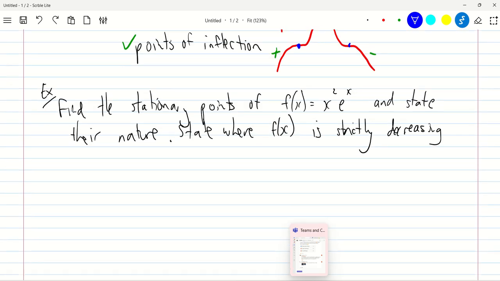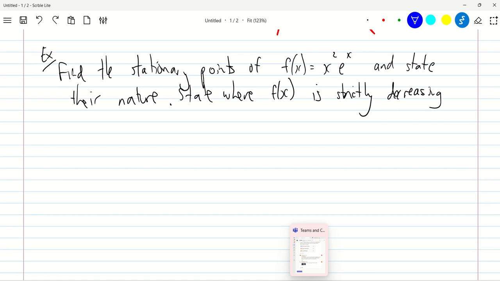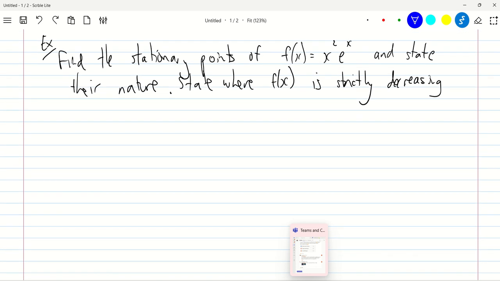Okay, so let's have a look at a problem here. Find the stationary points of f of x equals x squared e to the x, and state their nature. State where f of x is strictly decreasing. Okay, so let's have a go at this.